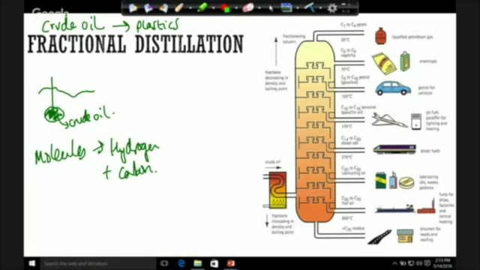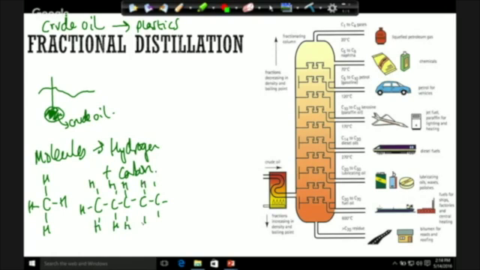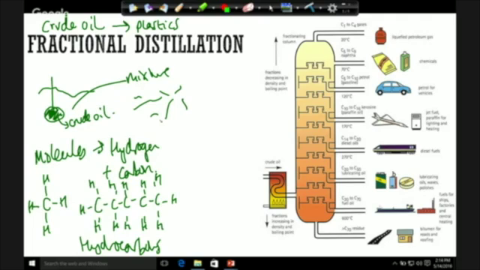But the trouble is crude oil is a mixture of these hydrocarbons, so it might have some short chain hydrocarbons, so really small ones. There's your carbon and your hydrogen in that molecule. And it might have also some really long chains containing carbon and hydrogen. And we call these hydrocarbons, these molecules here. Clues in the name there, you've got hydro for hydrogen and carbon for carbon. Now, when it's a mixture like this of all different lengths, I'm just going to draw them as little squiggles here, it's a little bit useless.